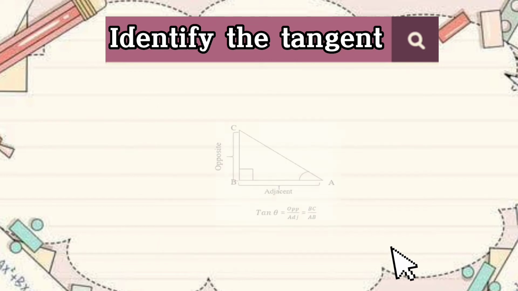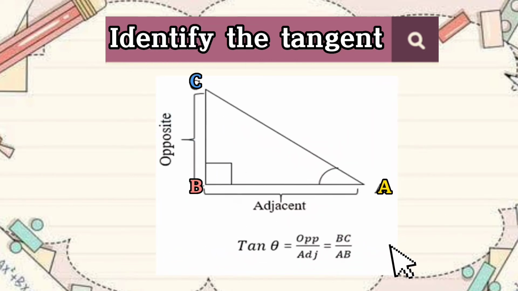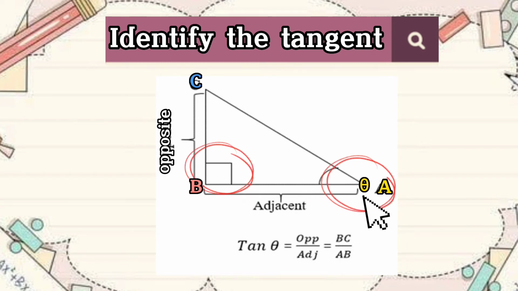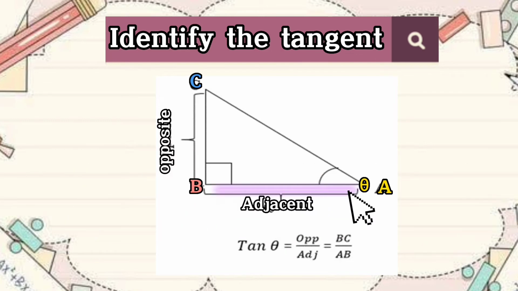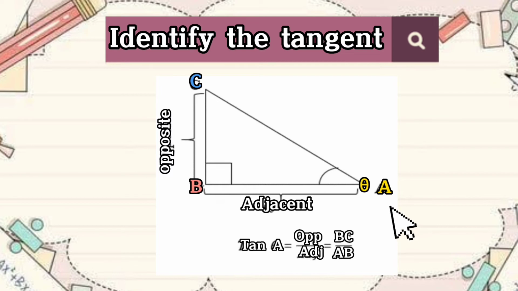Like for example, in a triangle ABC, the angle A is our theta and the line segment BC is the opposite. Look, again, because this is in between our right angle and our theta, this side is our adjacent. Again, tangent theta is equal to opposite over adjacent. And if we substitute in our given triangle, our tangent A is equal to BC over AB.